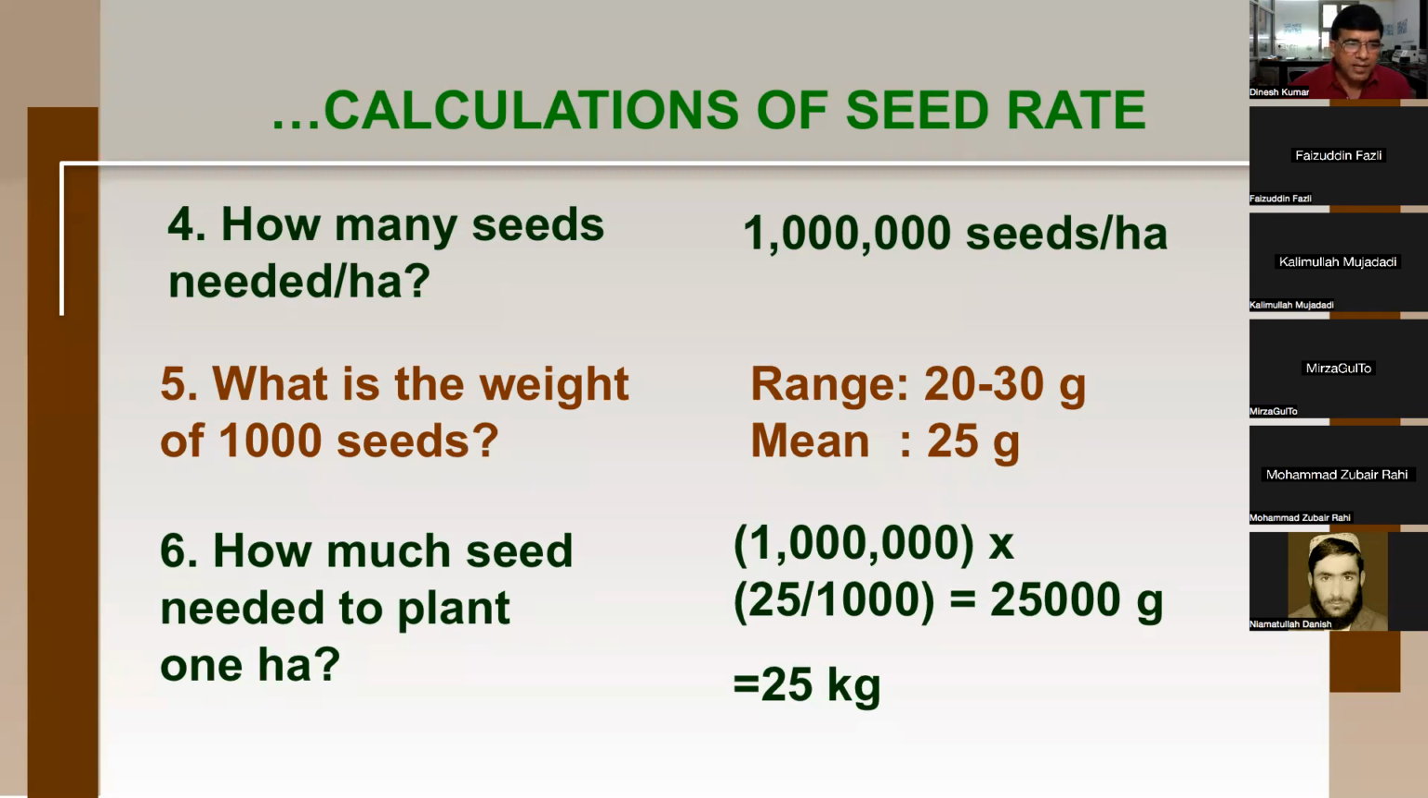So see the last line, number 6. You can see the number of seeds. This was 1 million into 25 by 1000. This is the weight of one seed actually. 25 by 1000 is the weight of one seed. So how much weight will be there for 10 to the power 6 seeds? So many grams, and gram can be converted into kilogram. So just giving you hints. Okay, sir.